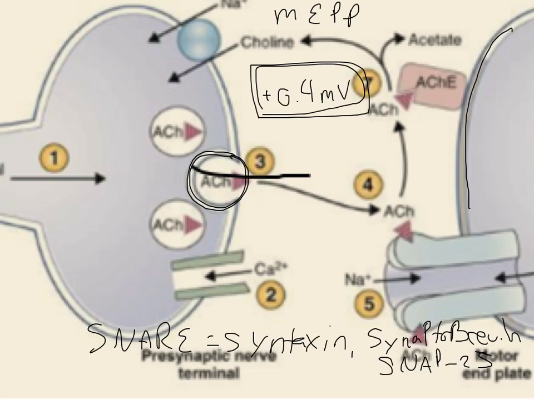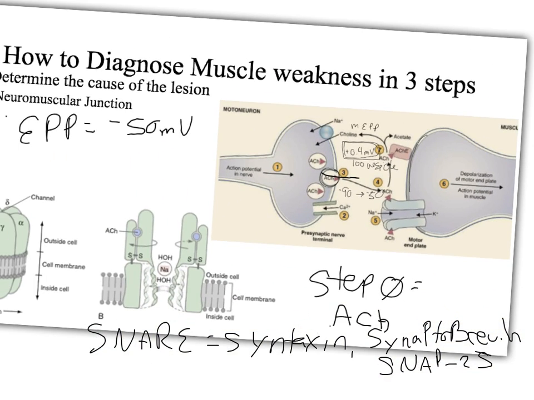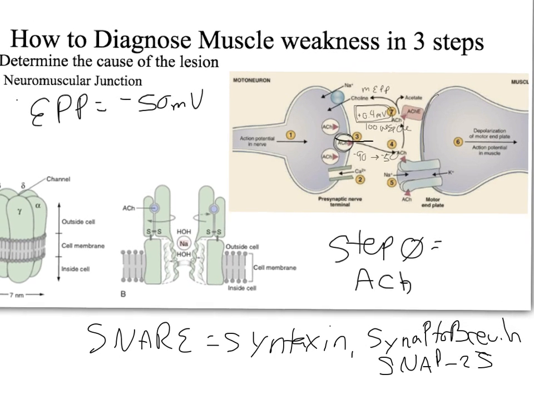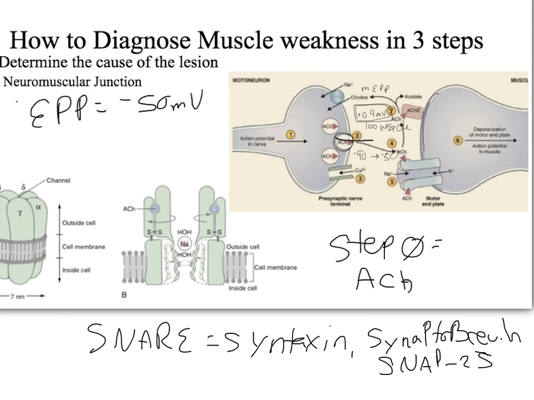Because we have to go from negative 90 to negative 50, we have to go 40 millivolts, which means it would take 100 vesicles to bring about the end plate potential. A minimum of 100 vesicles of acetylcholine have to be released across the synaptic cleft in order to bring about an end plate potential. So that is step 5, the sodium and potassium flowing down their concentration gradients, bringing about an end plate potential of negative 50.